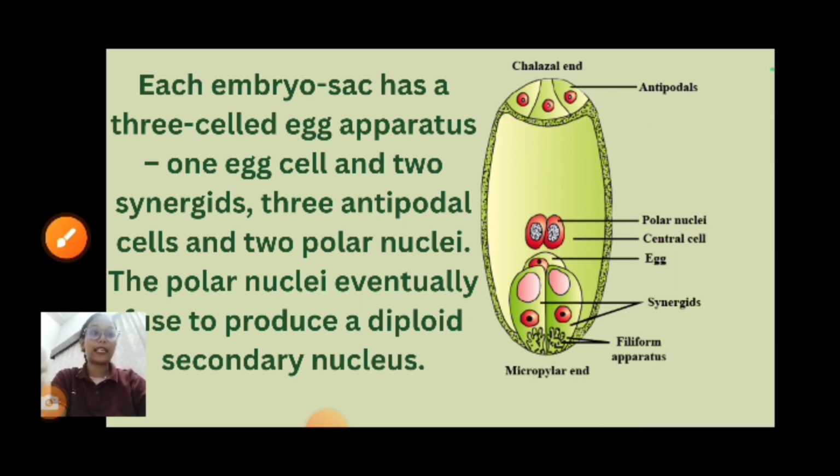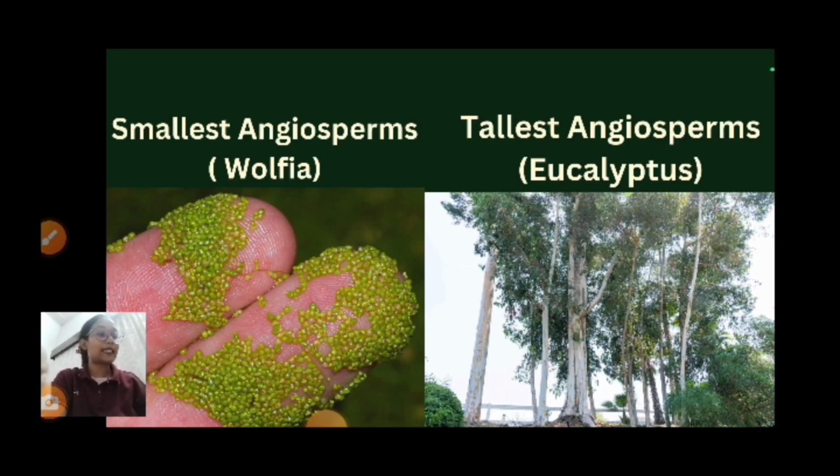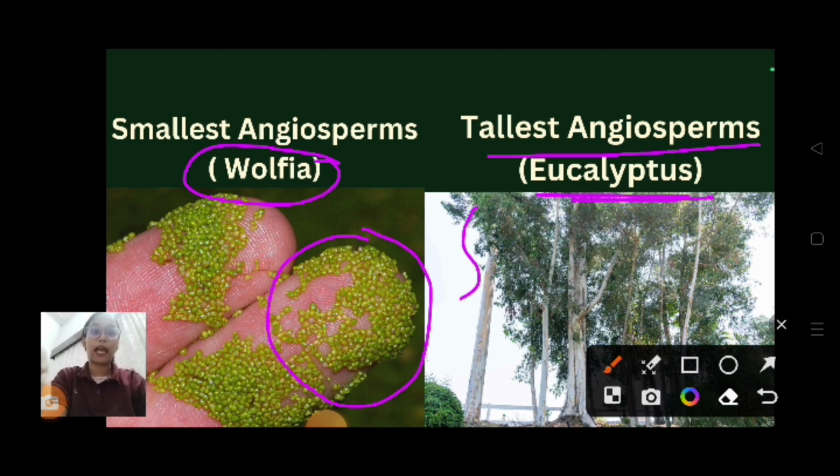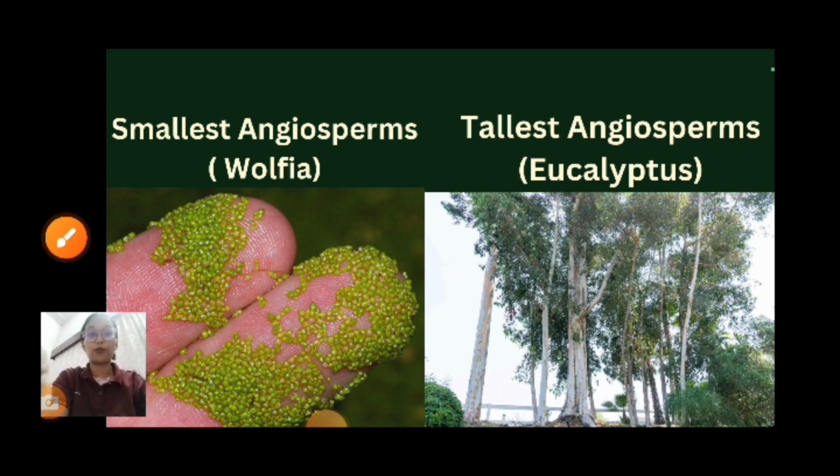So moving on to the next slide, let's see some examples of angiosperms. The smallest angiosperm known is Wolffia. And the tallest angiosperm is eucalyptus. This is the eucalyptus tree, the tallest angiosperm. Is it clear? Examples are very important from your examination point of view, so you have to know.